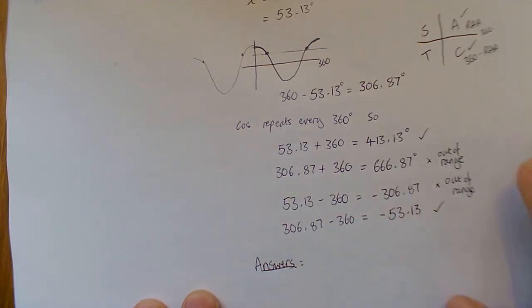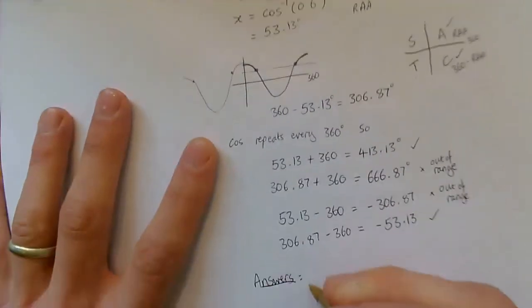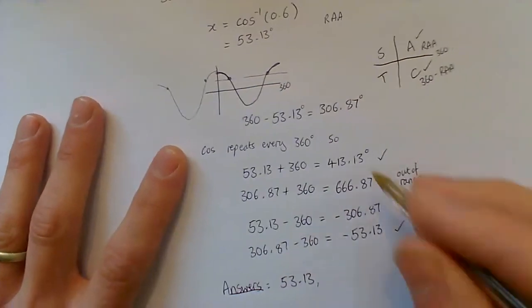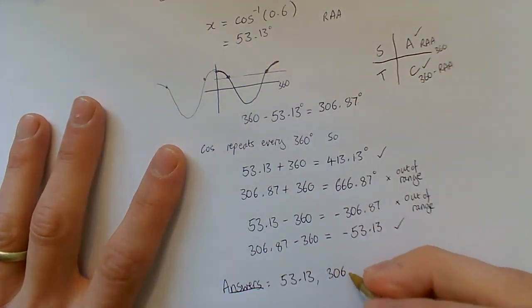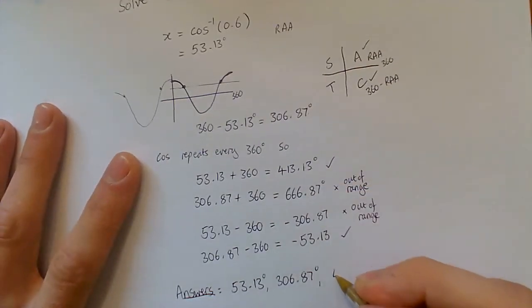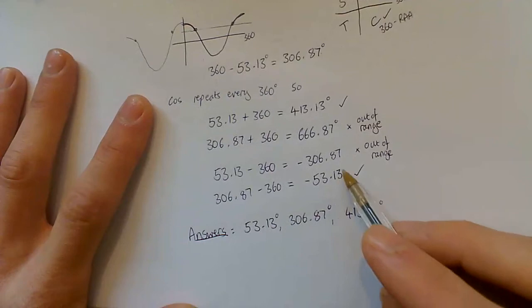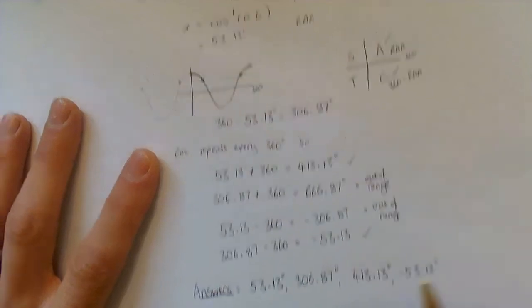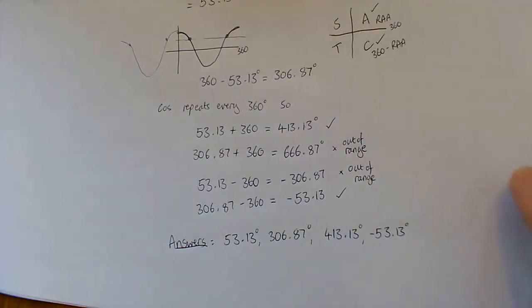So what are our answers? Well, this was the solution to the equation because it wasn't a negative, so we can have this one. So that's 53.13. Or what have we got? Well, this one worked. So that was 306.87 degrees. We had no problems with the 413 one. That was in range. And finally, the minus 53.13 was in range. We don't include these two because they are out of the range that we're interested in. So there is our final answer.